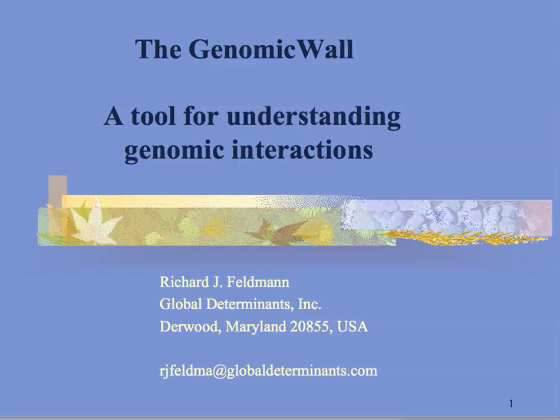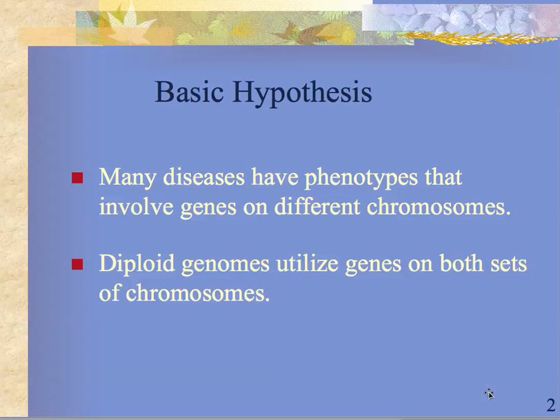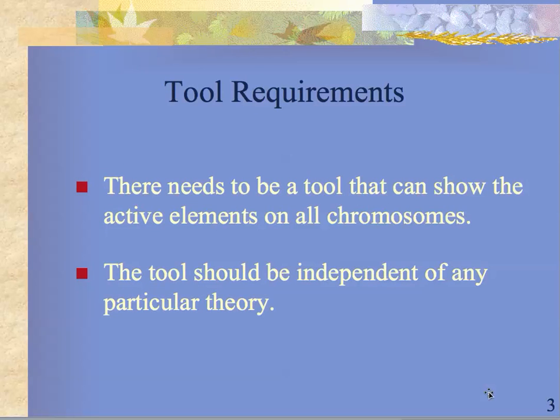This is a set of slides that describe an idea for trying to understand how events among different chromosomes interact with each other. The genomic wall is a tool for understanding genomic behavior. The basic hypothesis is that many diseases have phenotypes that involve genes on different chromosomes, and that diploid genomes utilize genes on both sets of chromosomes.